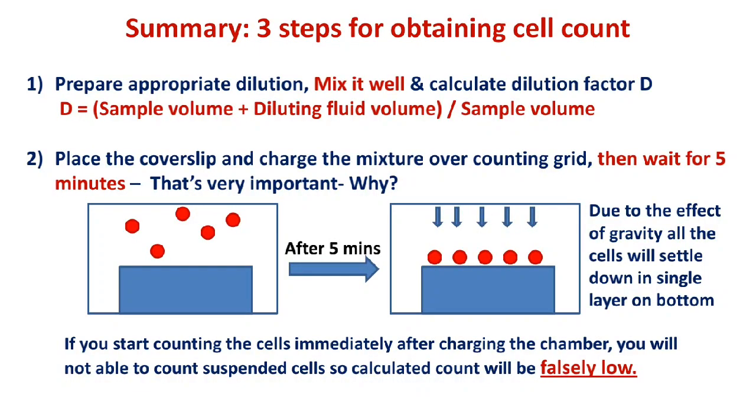So finally, we have 3 steps for obtaining a count with Neubauer's chamber. First, prepare the appropriate dilution with the appropriate diluting fluid. Mix it well and calculate the dilution factor D. Second, place the cover slip on Neubauer's chamber and charge the chamber with the prepared mixture. Wait for 5 minutes. This is really important because the cells are suspended in the mixture. It will take some time for them to settle down due to gravity, so we can focus on them all using the microscope on the lowermost layer.